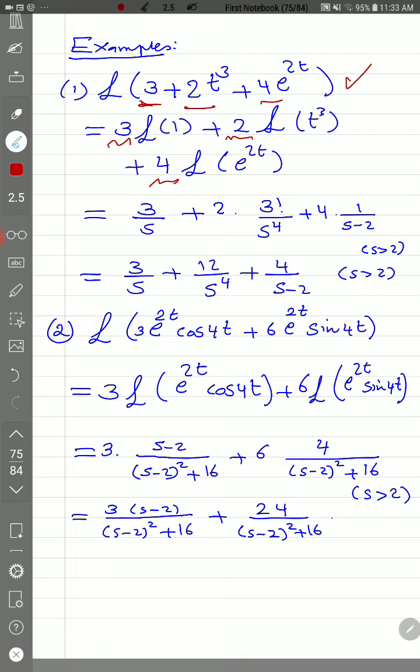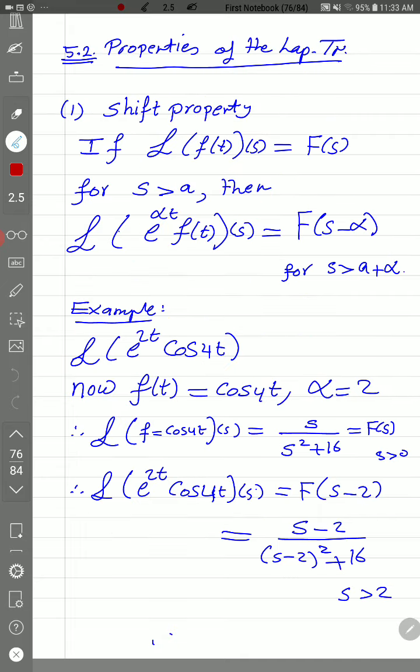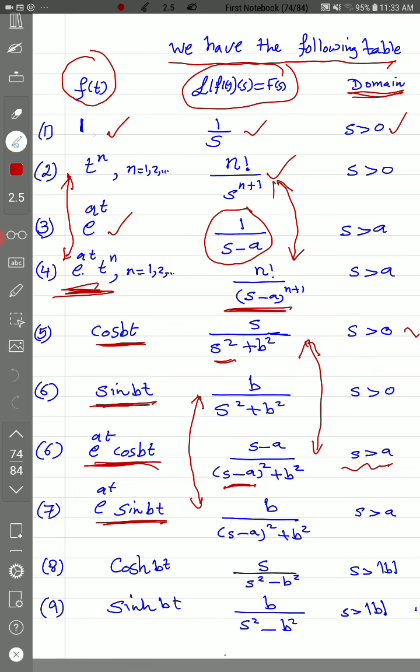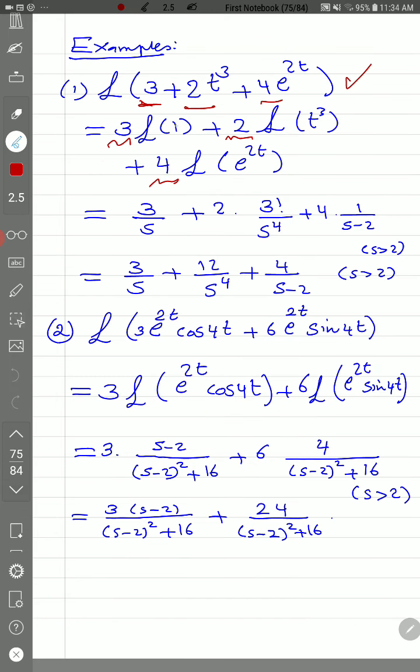Now L of 1, we go for L of 1 from the table. If you go to page 74 again, L of 1 is the one here, it will be 1 over s. So I multiply by 3 and get this term. Now L of t cubed will be n factorial over s to the power n plus 1 from the table. So it will be 3 factorial, because n equals 3, divided by s to the power 4. And this 2 is outside. And the same for the exponential.